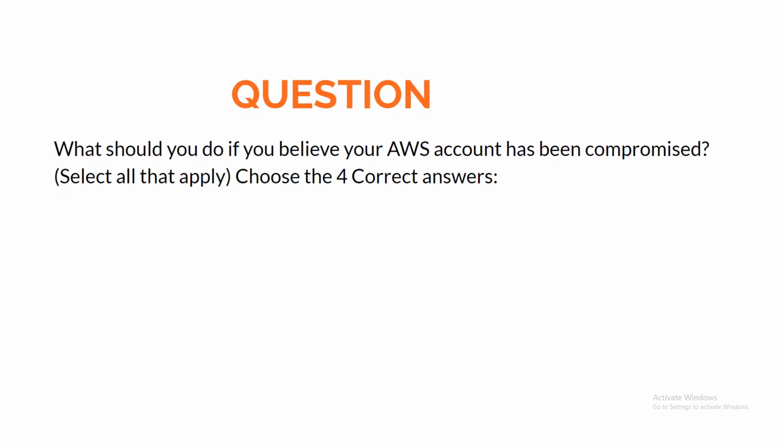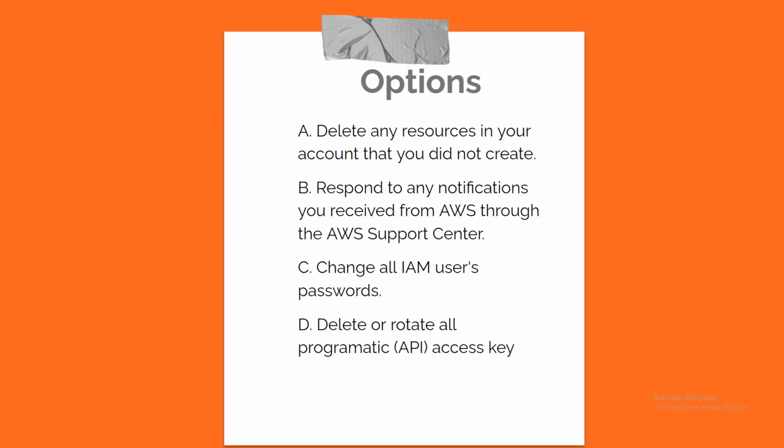Question. What should you do if you believe your AWS account has been compromised? Select all that apply. Choose the 4 correct answers. A. Delete any resources in your account that you did not create. B. Respond to any notifications you received from AWS through the AWS Support Center. C. Change all IAM users' passwords. D. Delete or rotate all programmatic, API, access key.